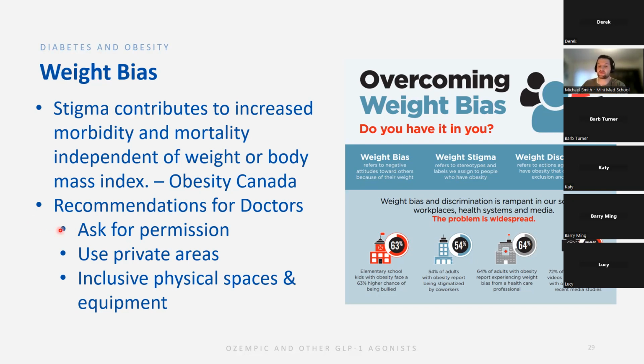And so this means that we as healthcare professionals and all of us as a society have a duty to treat these people with the same care and compassion that we treat other people living with chronic disease. And so from a healthcare perspective, this means that doctors should practice asking for permission when talking about weight, using private areas for things like weighing patients and doing waist circumference measurements. They should also ensure that their physical spaces are inclusive and adjusted for size when needed, such as having larger blood pressure cuffs for some individuals.